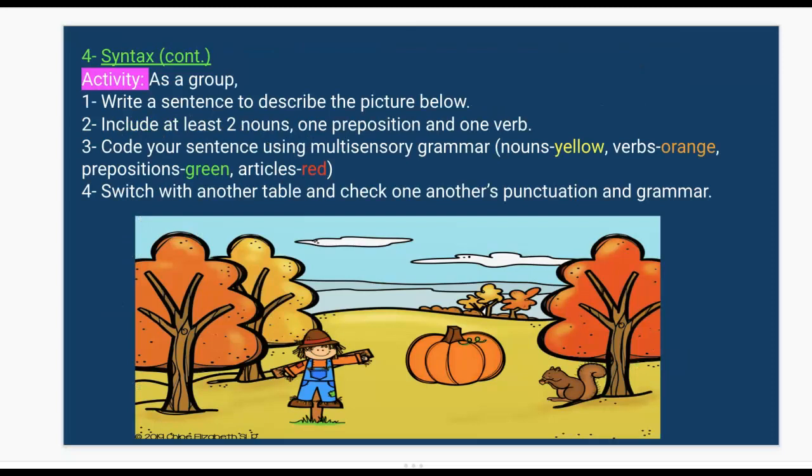An activity you may try at your tables or later today or in the future is looking at this picture, write a sentence to describe it. Make sure your sentence includes at least 2 nouns, 1 preposition, and 1 verb. The third step is to code your sentence using multisensory grammar. Then switch with another table and check one another's punctuation and grammar.